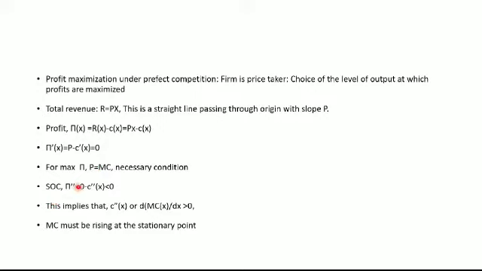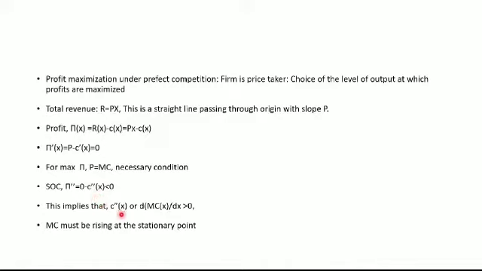Second order condition: this pi double prime should be less than 0. Now, what is pi double prime? Differentiate this with respect to X again. You are left with 0 minus C double prime X. This should be less than 0. This minus sign says that the whole term minus C double prime X is less than 0. If C double prime X were negative, then minus minus would become positive and it would be greater than 0. So C double prime X should be positive, greater than 0. So we have to make sure that C double prime X is positive.